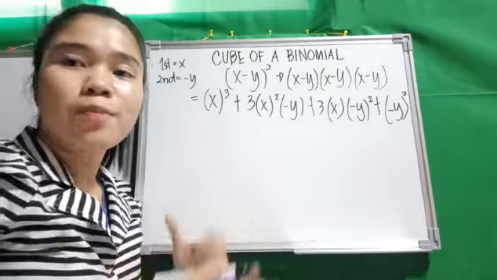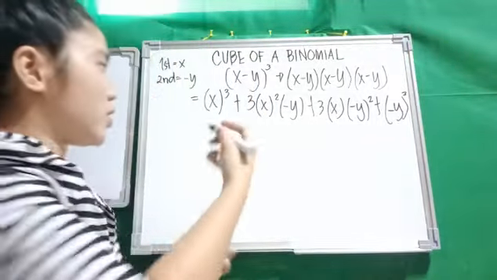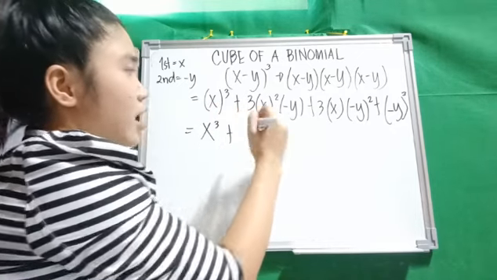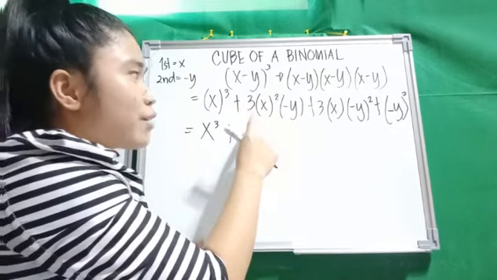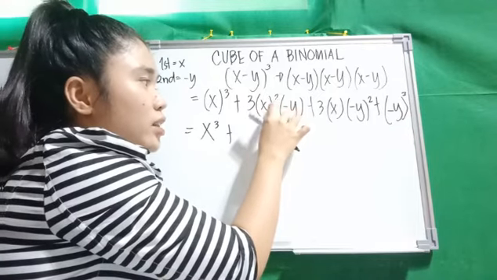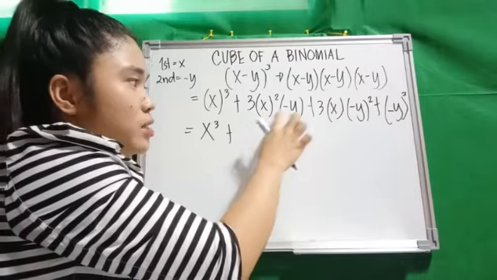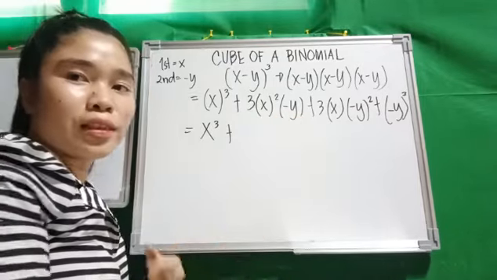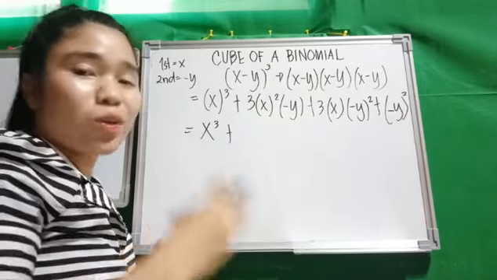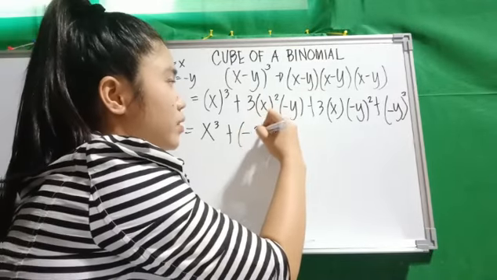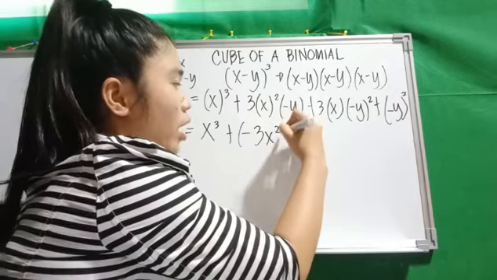Okay, so after nyan, mag-simplify na tayo ngayon. So, we have x cube plus, ito na siya ngayon. So, square muna natin yung ating x, which give us x square times negative y, it will give us negative x square y. Then, times 3, it will give us negative 3x square y.